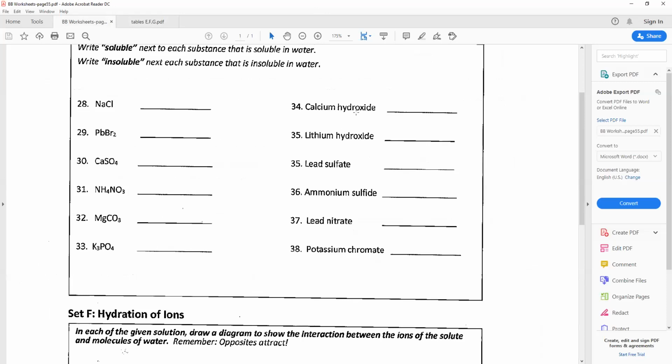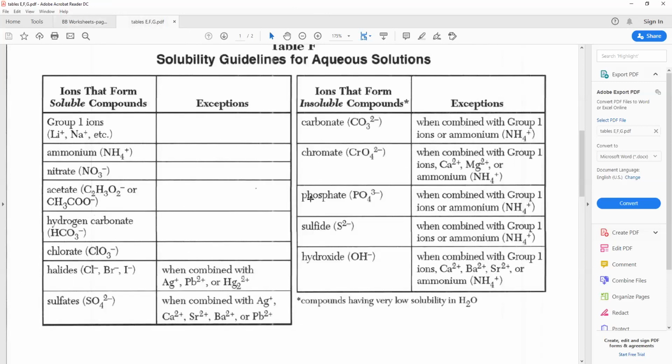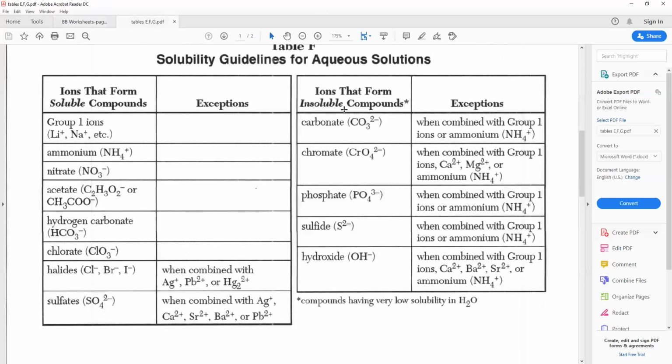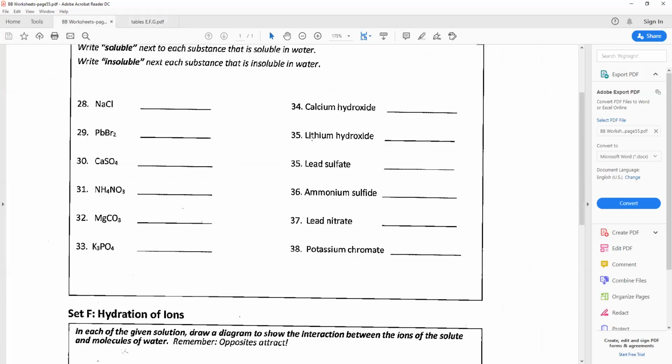Calcium hydroxide. Let's find hydroxides. Hydroxides are over here, and hydroxides are insoluble. Unless they're combined with Ca, that will make it soluble. That's why calcium hydroxide will be soluble. Lithium hydroxide. Lithium is a group 1. So hydroxides are insoluble, but lithium is a group 1. Therefore, lithium hydroxide is going to be soluble.